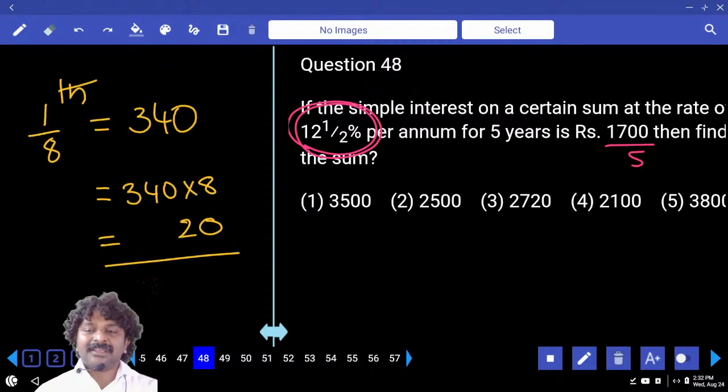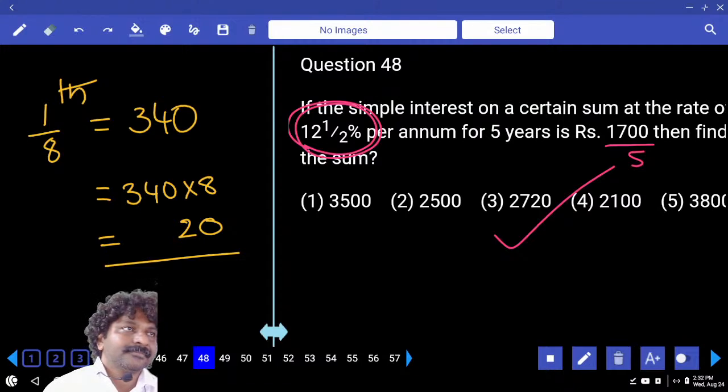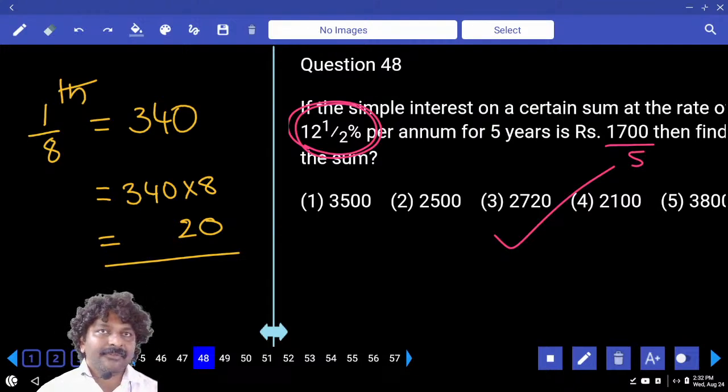How many options are there? Only one, third option, final. Else you have to calculate 340 times 8. Followed.